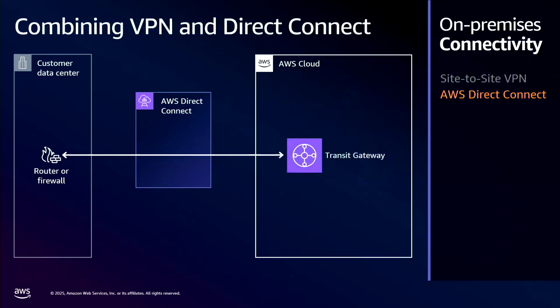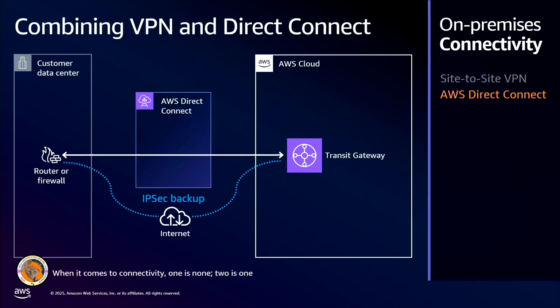And of course, combining VPN and Direct Connect is possible. You can use one to back up the other. So perhaps Direct Connect is your principal modality for connecting to AWS, and you create an IPsec backup that might use another internet breakout, or indeed a public VIF on another connection. That's also possible.